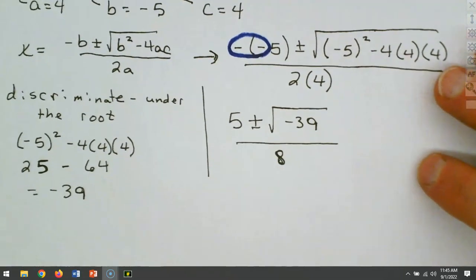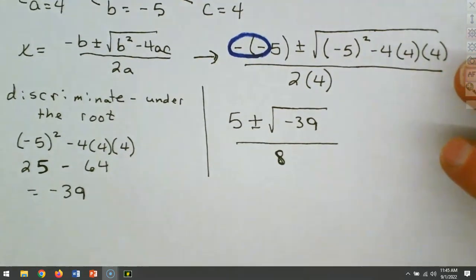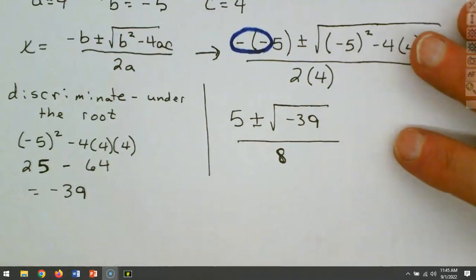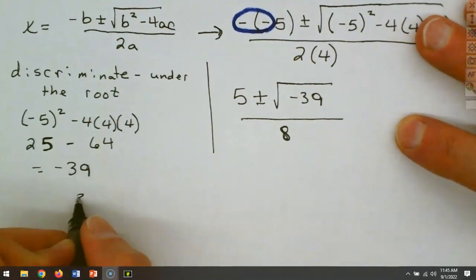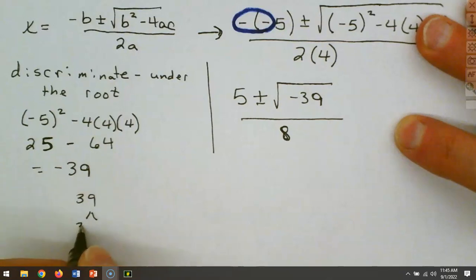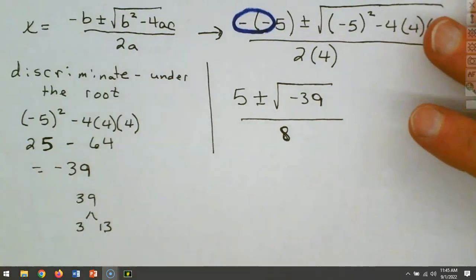In some cases, you may be able to break it down. In some cases, it may not. Okay, 39 doesn't really break down any because 39 breaks down into what? 39 breaks into 3 and 13, but that's not going to go any further, is it? So we can stop there.